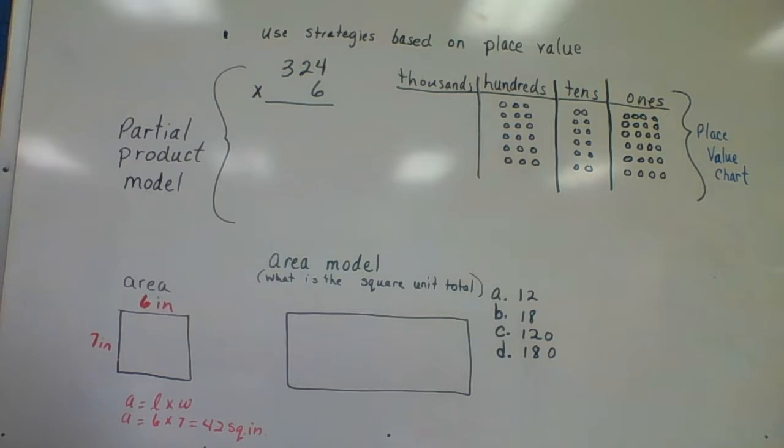So here we have on the board one problem that we're going to look at using 3 different strategies. We're going to use the partial product strategy. Then we're going to use the place value strategy. We're going to use the area model. Some students have learned the shortcut algorithm. That's an expectation for 5th grade.